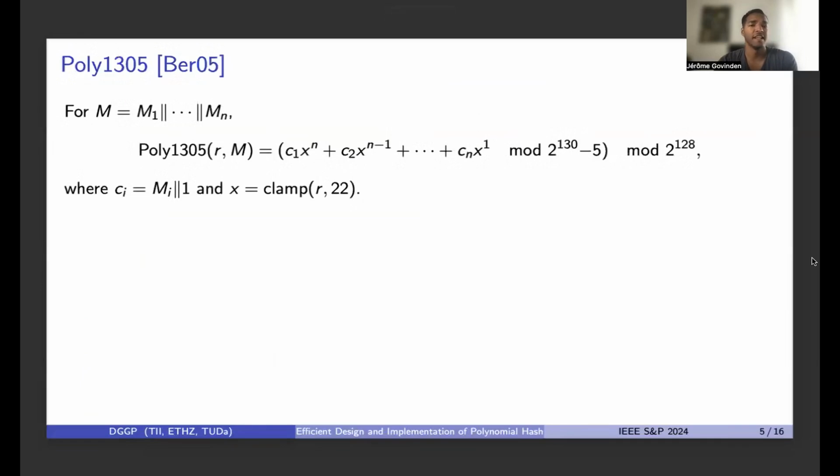So Poly 1305 is a keyed hash function, which takes as input a key R and a message M. The message M is split into blocks, and each block is padded with a 1 bit to form a coefficient Ci. For the 128-bit key R, 22 of its bits are set to 0, which is a procedure called clamping. Poly 1305 is then the evaluation of the polynomial in R with the coefficients Ci reduced modulo 2^130 - 5. The final result is then reduced again modulo 2^128. So this is quite an efficient design, but it also has some limitations.